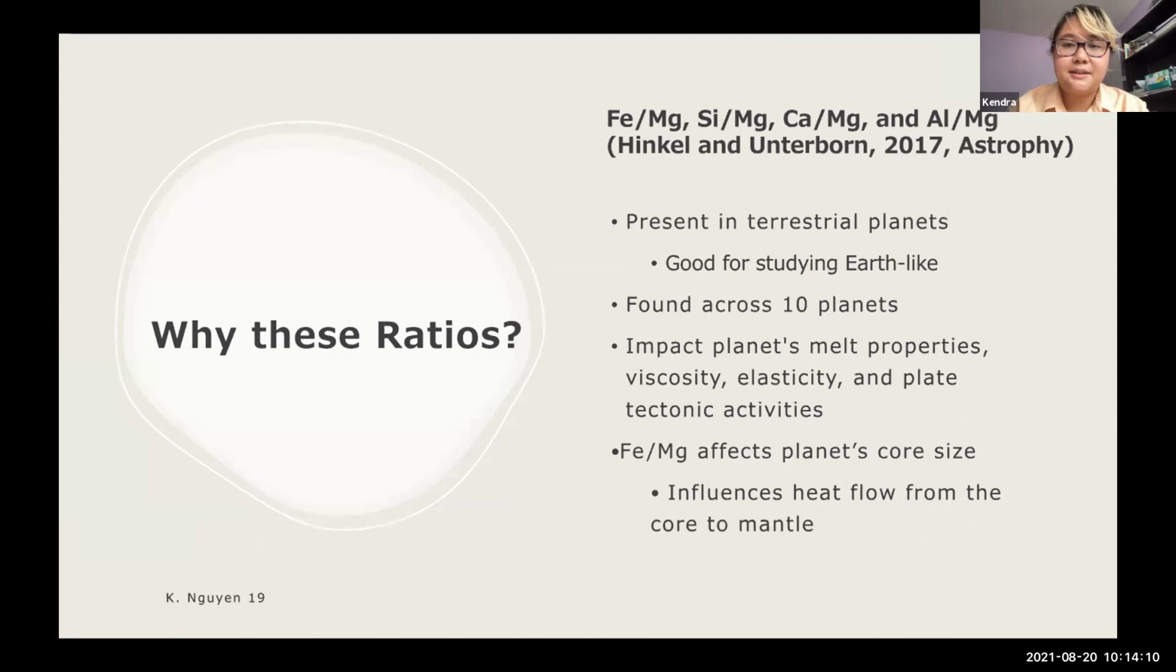But Earth-like isn't just about studying what planets are made of. It's also about studying their properties, because for a planet to be Earth-like, it also needs to have similar plate tectonics to Earth. So these minerals can impact a planet's melt properties, viscosity, elasticity, and its plate tectonic activities. Moreover, the iron to magnesium ratio can affect a planet's core size. This can influence how the heat flows from the core to the mantle.